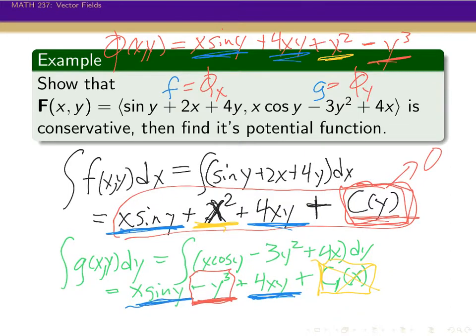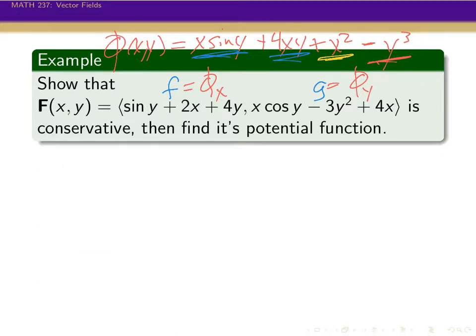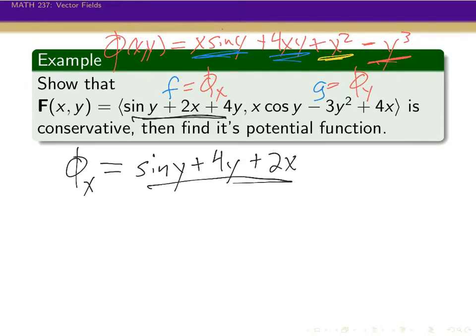And just to double check, let's make sure. So if that's my phi, what happens when I take the partial of phi in terms of x? Well, x sine y is going to turn into sine y, plus 4xy turns into 4y, and then plus x squared gives me 2x. That matches f.